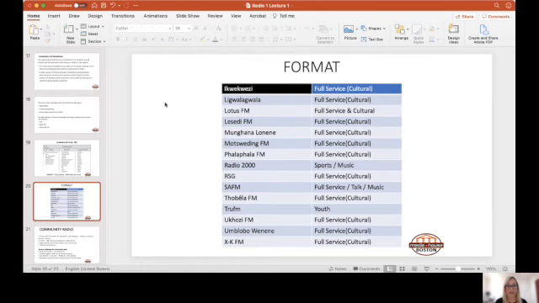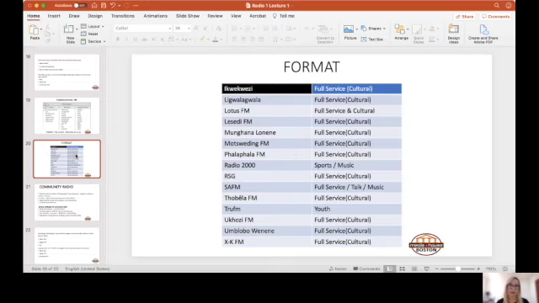So again, all the different radio stations, as well as what they do. And public radio in South Africa is the exclusive territory of the SABC. And over 70% of these stations' funding comes from advertising, okay?